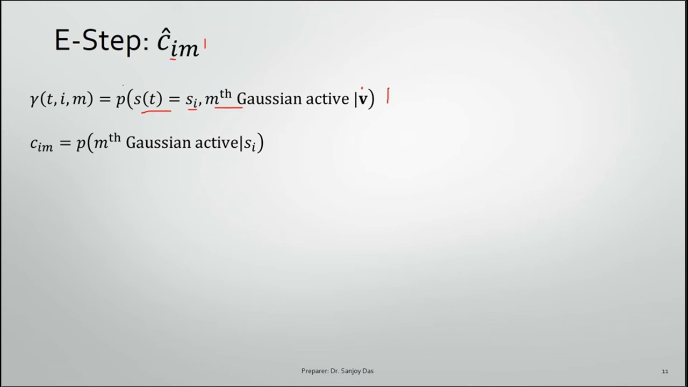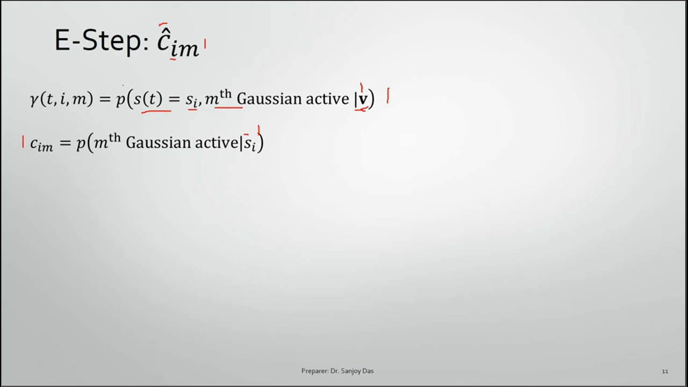What is Cim? Cim is simply the probability of the mth Gaussian being active given the state is Si. Now, this does not have the V here because this is the generic expression for Cim, but when we do the estimate C hat of Im, then we must add V because we are estimating only for this sequence V. So this is what we have.